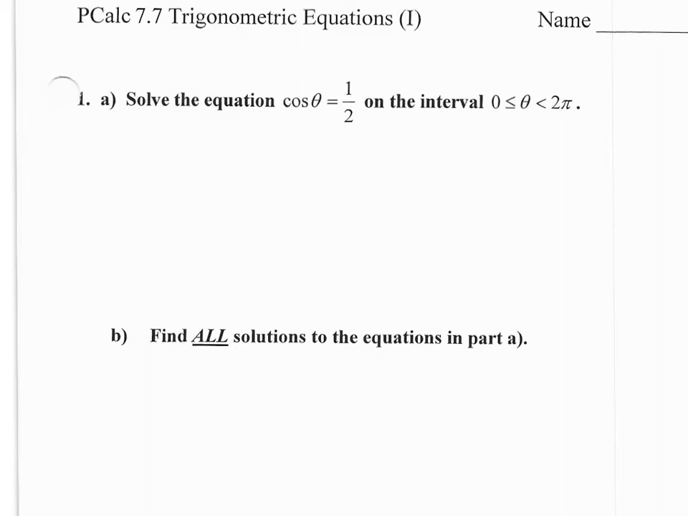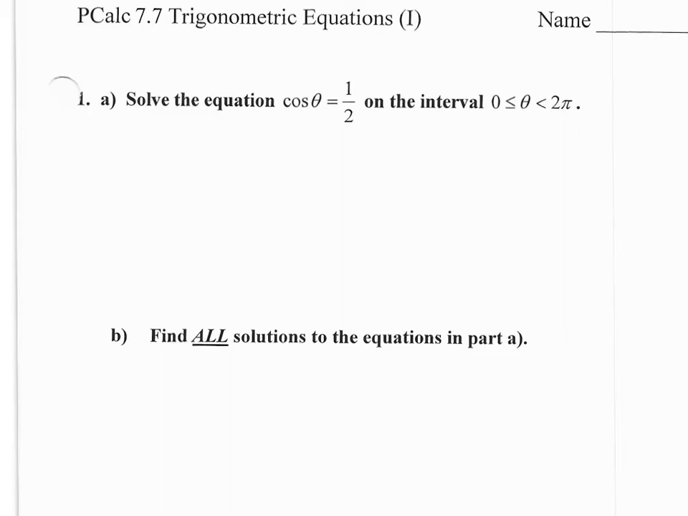This is section 7.7, trig equations. So now we're actually solving for things. We're going to say things like theta equals pi over 6 and pi over 3 and pi over 4 and those kinds of things. It is a little different from inverse trig, which is 7.1 and 7.2.